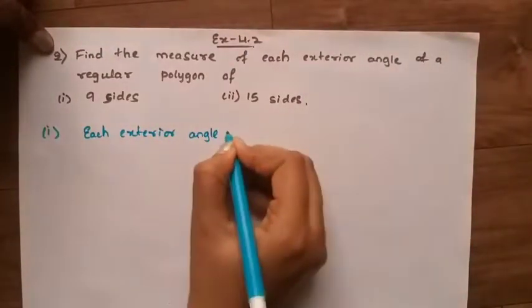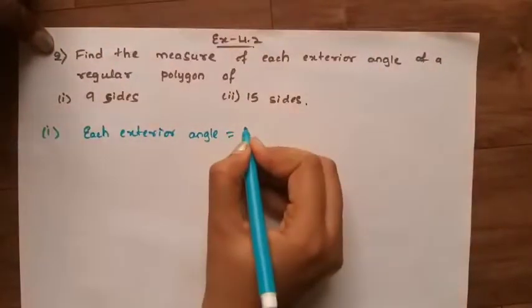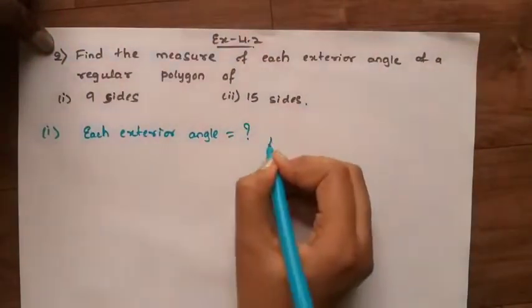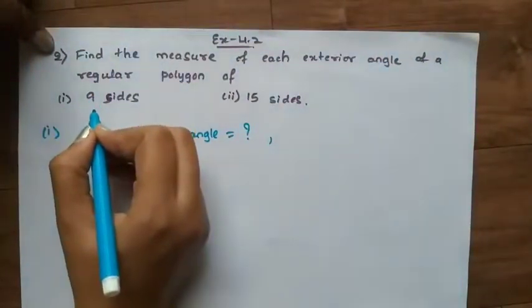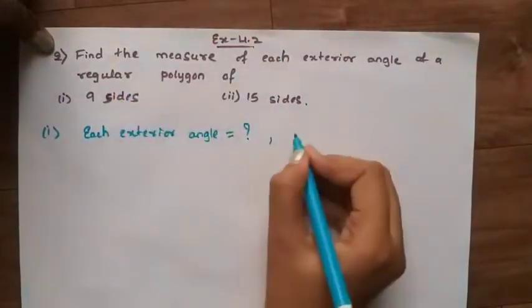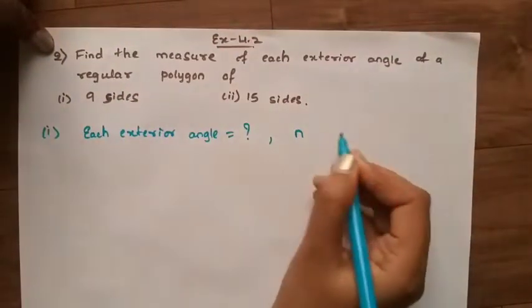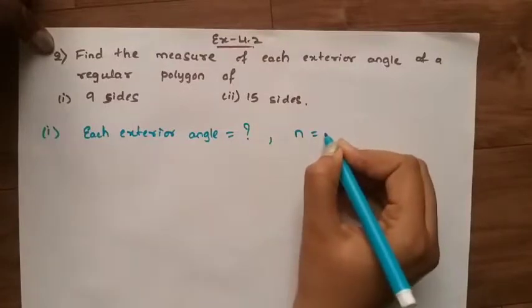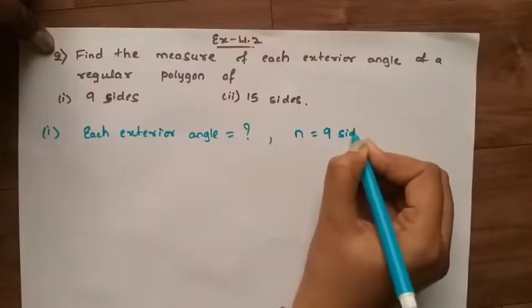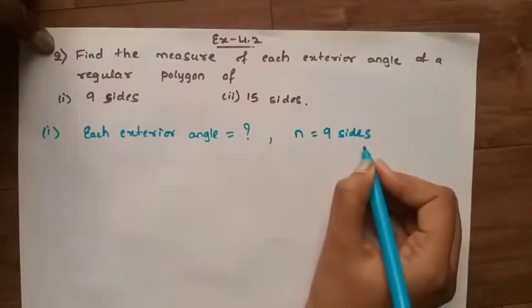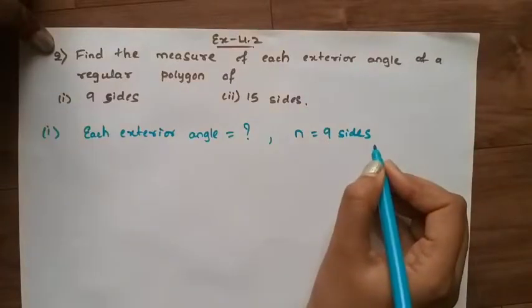Here we have to calculate the value of each exterior angle. We don't know it, so make it a question mark. Next, what is given in the question? Here they gave 9 sides. So the number of sides, denoted by the small letter n, is equal to 9 sides. So total how many sides are there? 9 sides are there.